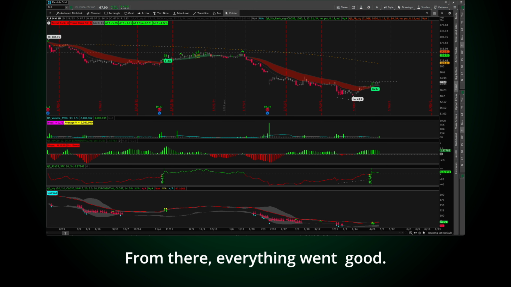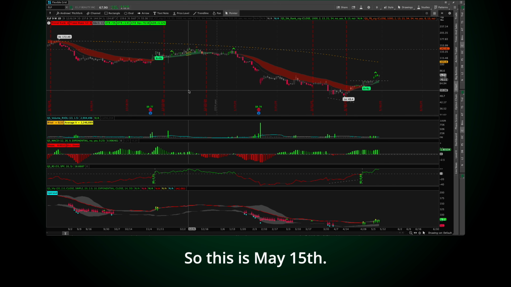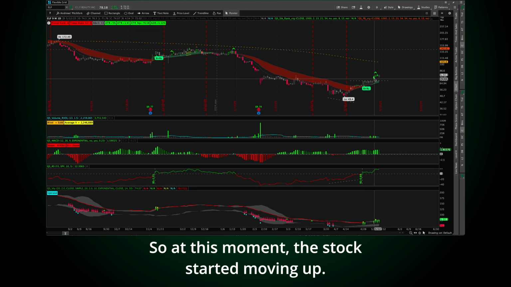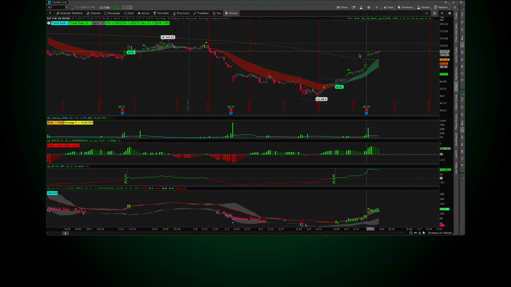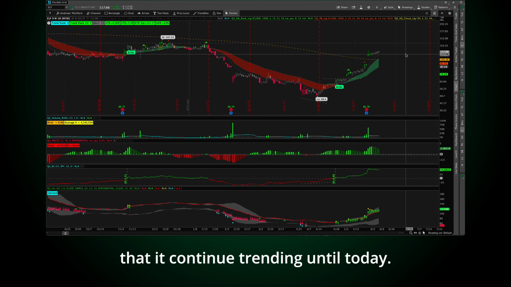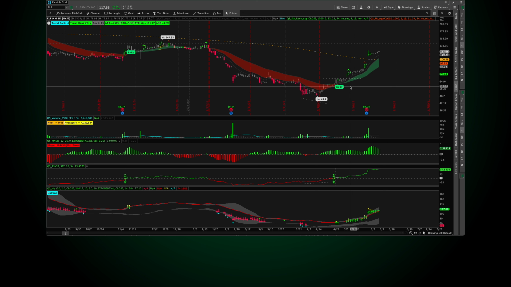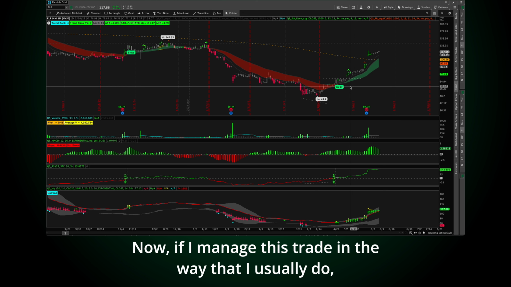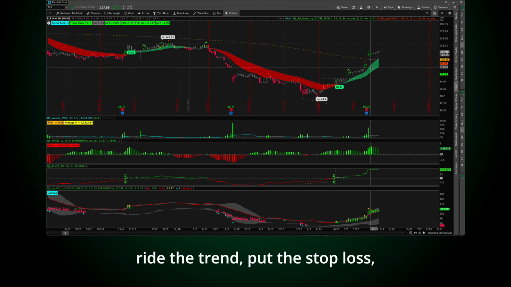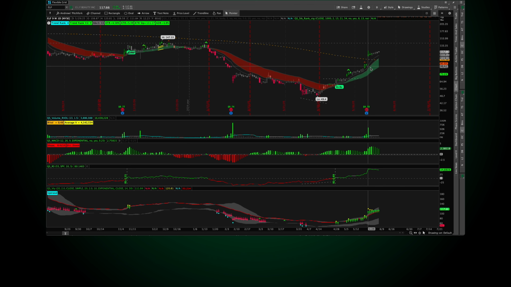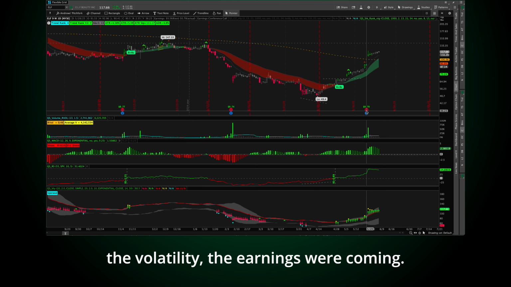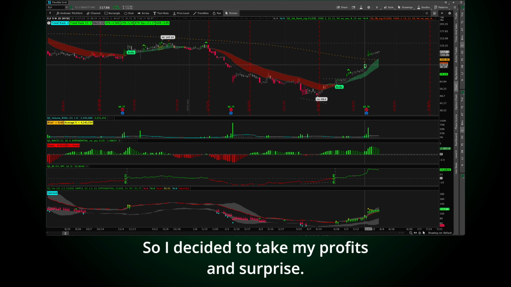From there, everything went good. Let's move 1 week. So this is May 15. At this moment, the stock started moving up. If I move to today, you're gonna see that it continued trending until today. Now, I usually manage this trade by riding the trend and putting the stop loss. But in this case in particular, based on the situation in the market, the volatility, and the earnings coming, I decided to take my profits.